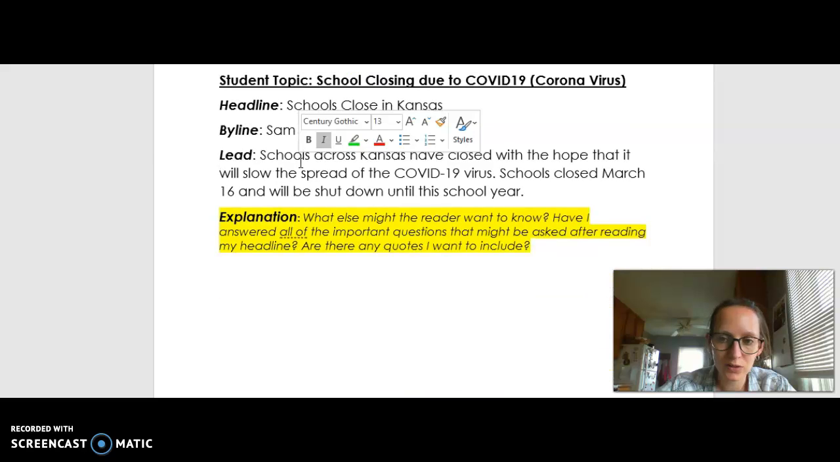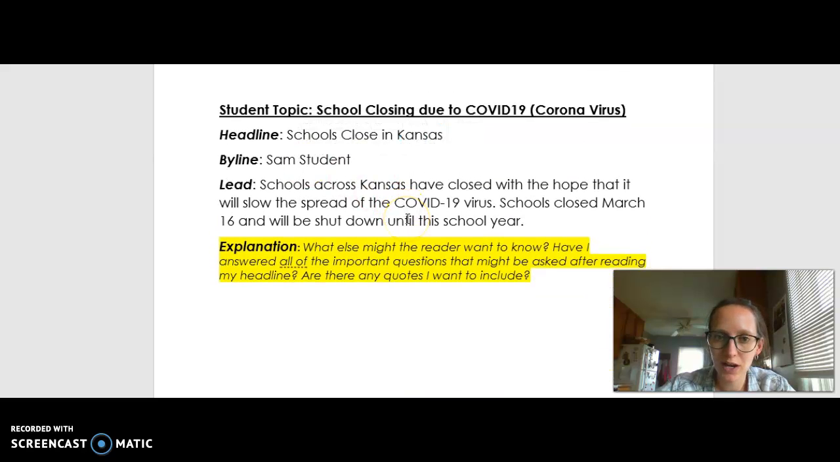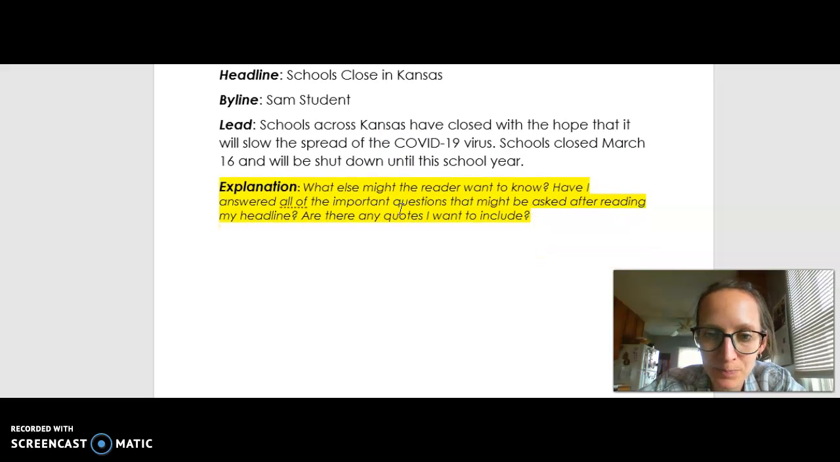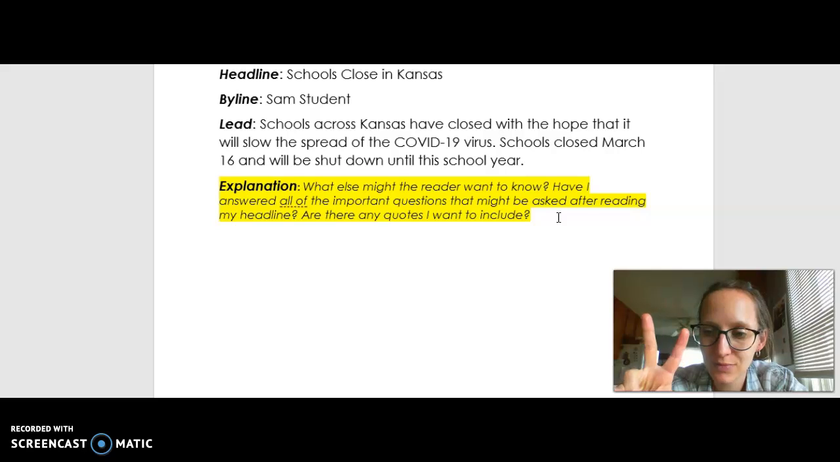Remember, when you do yours, it was going over the virus, right? Sorry, some music in the background. So yours is about the schools closing. I wrote up an example lead up here. This is probably something similar to what you will have in yours. And you're going to answer these questions: What else might the reader want to know? Have I answered all the important questions that might have been asked? And are there any quotes I want to include? So I need you to have at least 2 more sentences. But beyond that, if you don't want to write any more than that, that's fine.